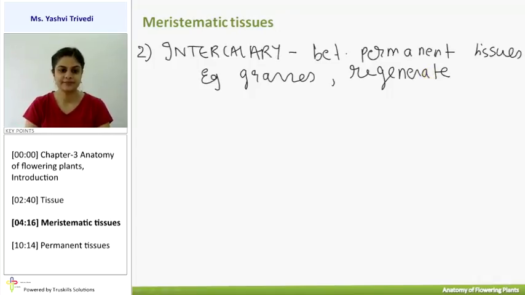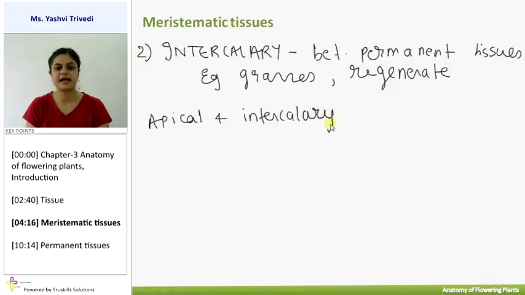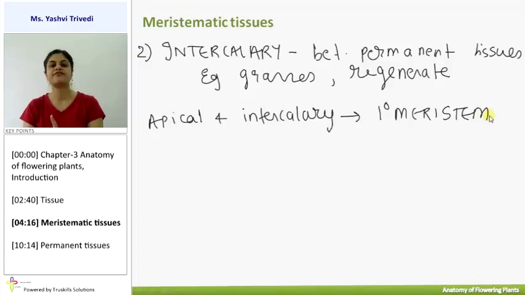Both apical as well as intercalary, both the meristems are said to be primary meristems. Why are they said to be primary meristems? Because both of them appear in the early stage of a plant's life. That is the first reason. And the second reason is, both of them are responsible for the primary growth of the plant, that is, increase in the length and the girth. So that is the reason. These are the two reasons why these two types of meristems are said to be primary meristems.